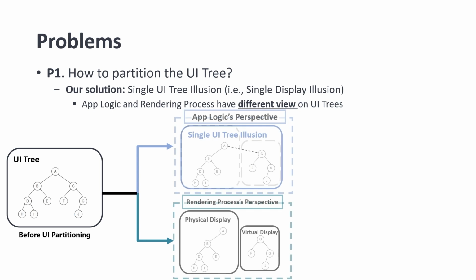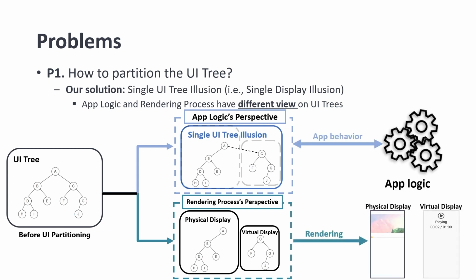Consequently, our partitioned mechanism offers app logic and rendering process a different view on the UI tree. From the perspective of app logic, the UI tree remains singleton so that app logic can preserve its app behavior, while from the perspective of the rendering process, the UI tree is partitioned into two different subtrees so that each tree can be rendered on a different display.